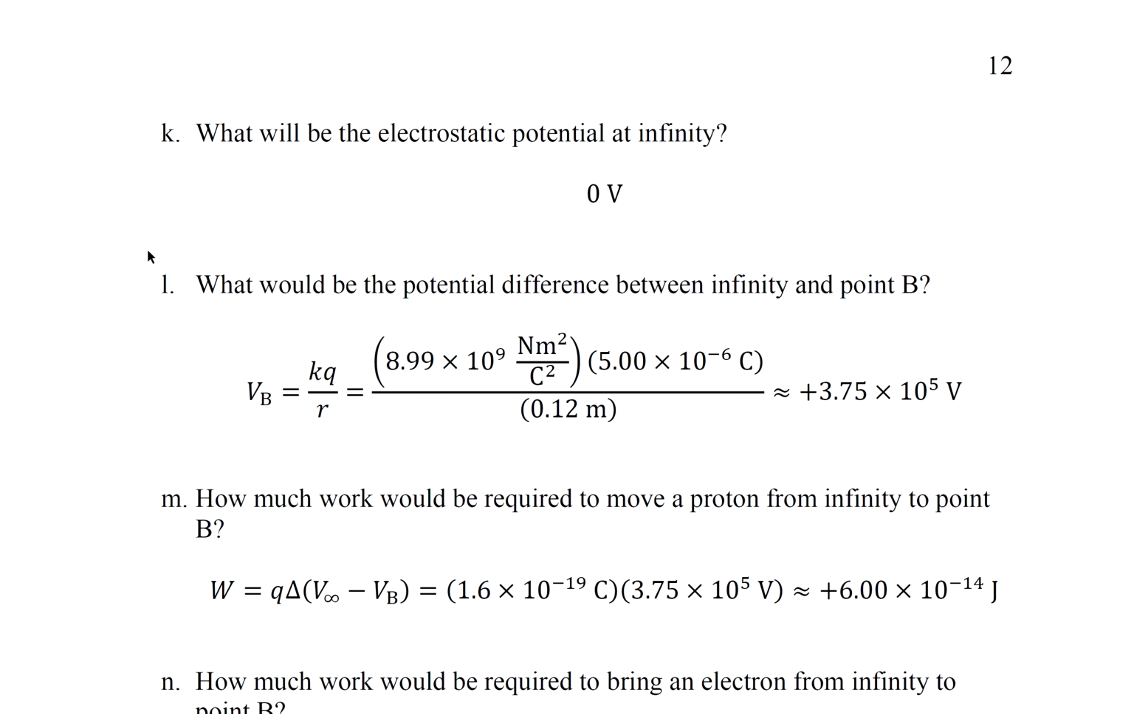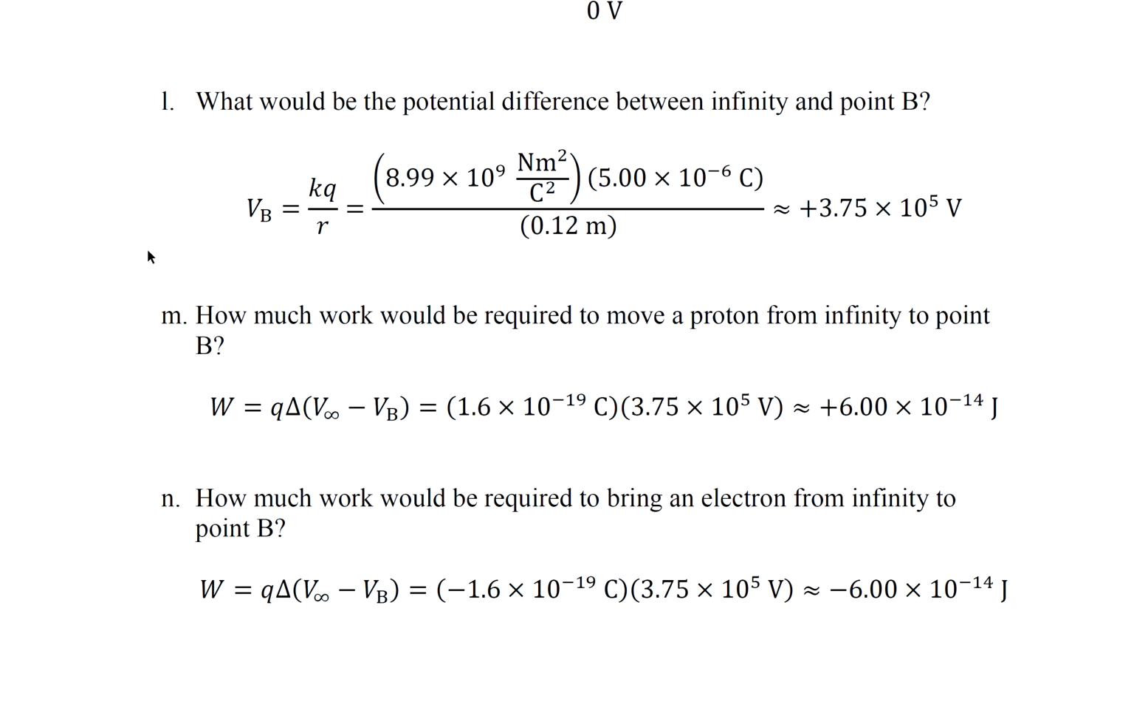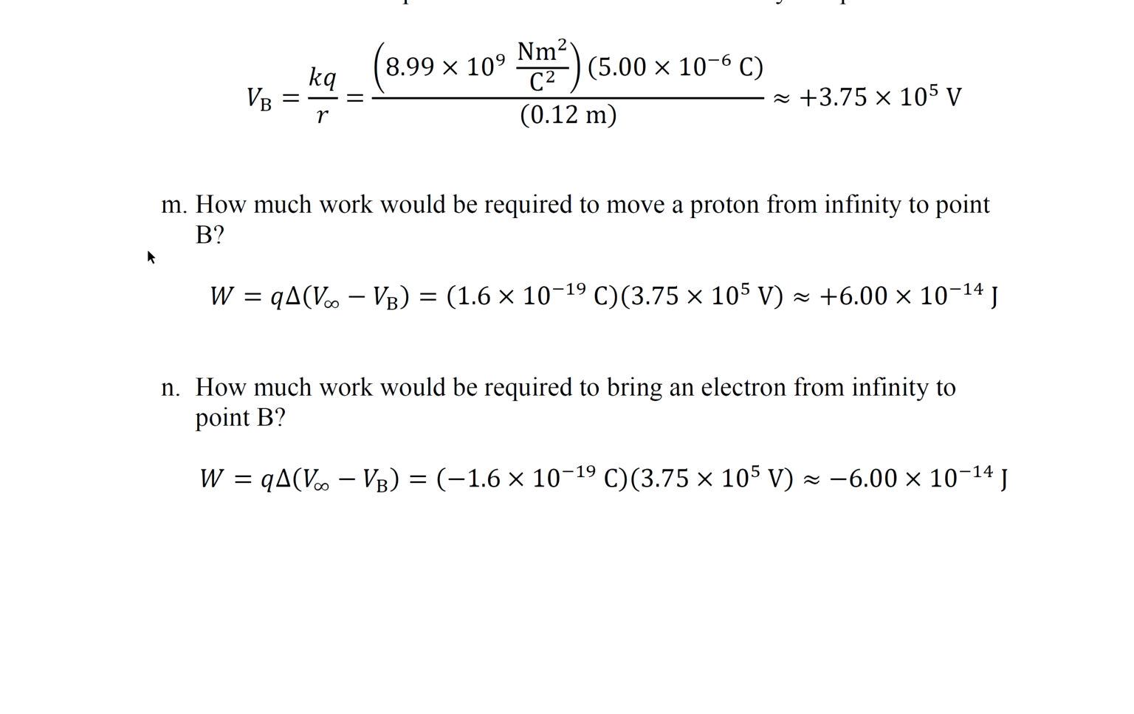We're just going to use the equation kq over r. Part M, how much work will be required to move a proton from infinity to point B? Part N, how much work will be required to bring an electron from infinity to point B? So the potential at infinity is going to be 0.